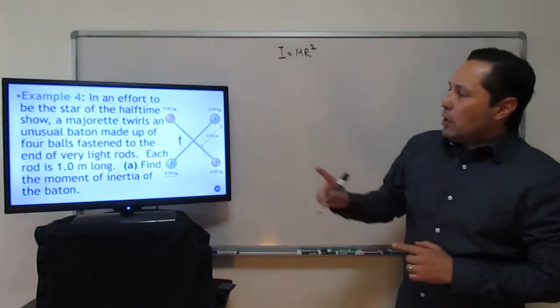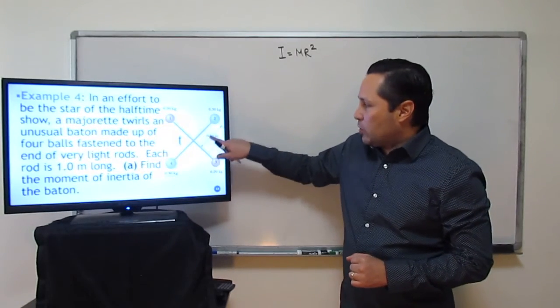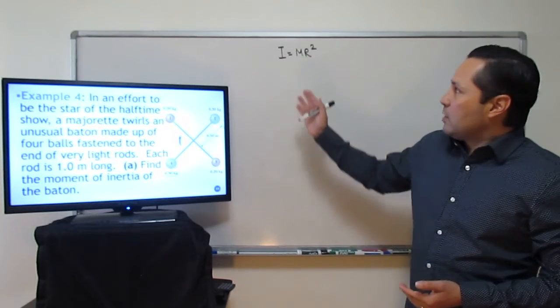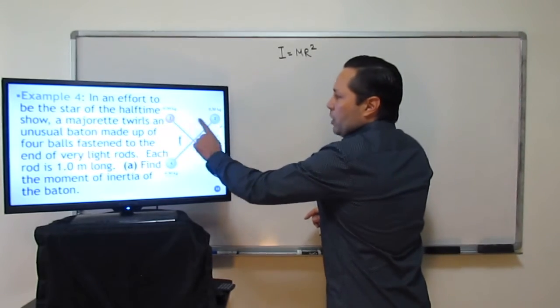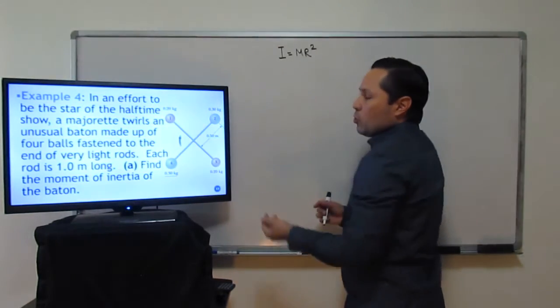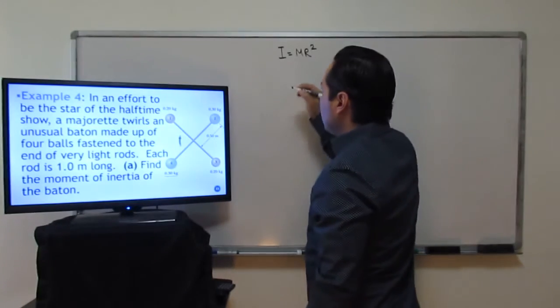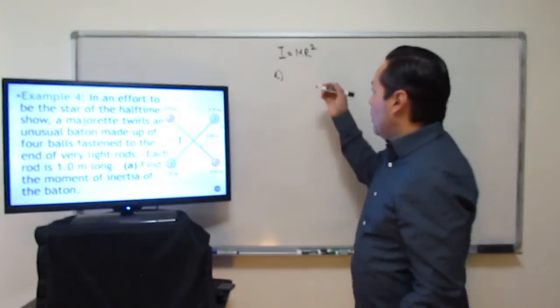All right, so if the rod is 1 meter long, then the length from the axis of rotation is really just 0.5, half of the length of the rod. So that's going to be the R we're going to use for each one of these. And notice that they're labeled 1, 2, 3, and 4. So we're going to label them the same way as I solve for, in this case, part A, what is the moment of inertia of the whole baton setup.